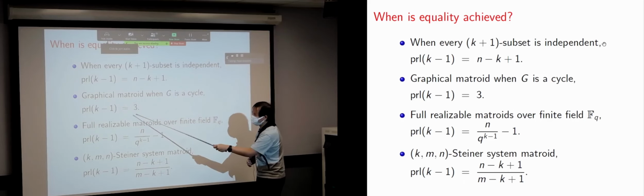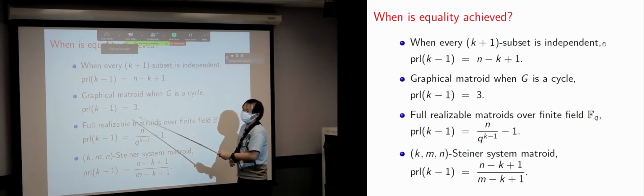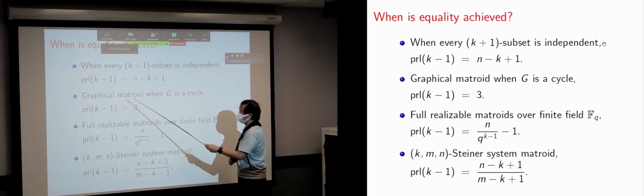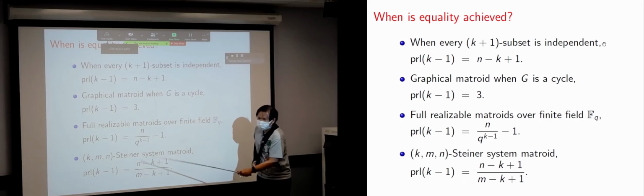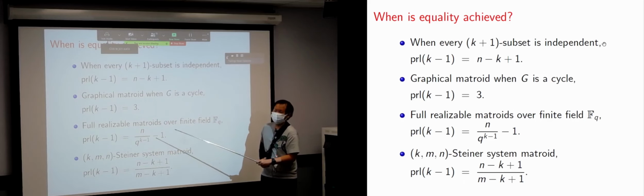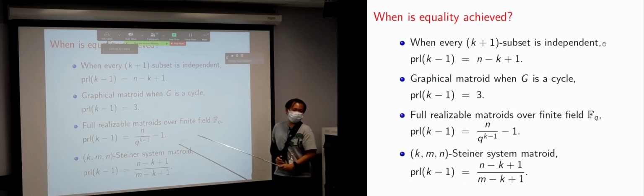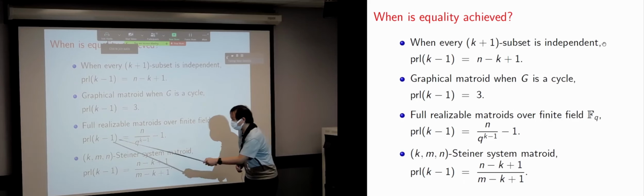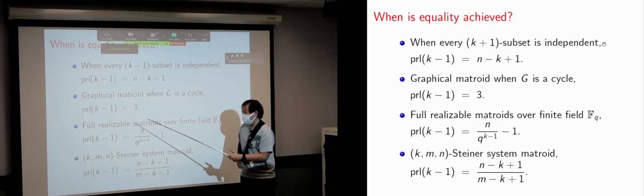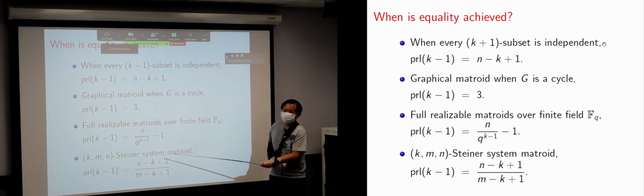We go to the other extreme when the parallel number is as small as possible. We also already know from the warm-up that this is when the graphical matroid, when graph G, is a cycle. But these are not the only cases. There are still some intermediate cases. For example, if you look at the fully realizable matroids over a finite field F_q, we again get equality, where the constant parallel number of k minus 1 that appears in the refinement is n over q to the power of k minus 1, minus 1.